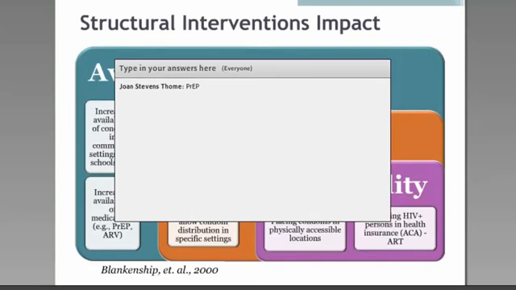Hopefully more people will begin typing. Again, think of an HIV intervention today that you're aware of that is trying to increase availability, accessibility, or acceptability. Getting some good answers here. And we'll take about 15 more seconds.